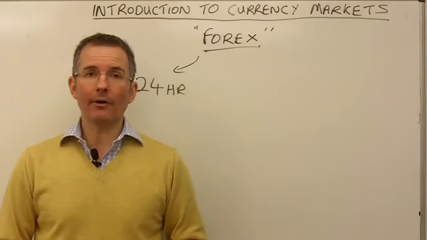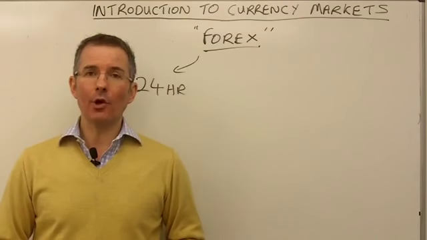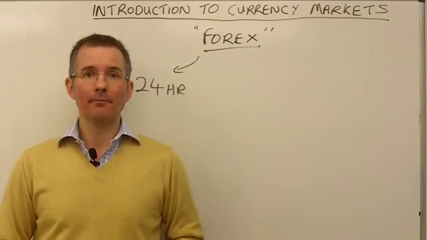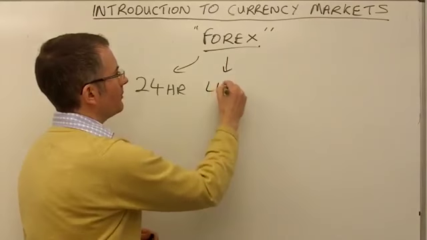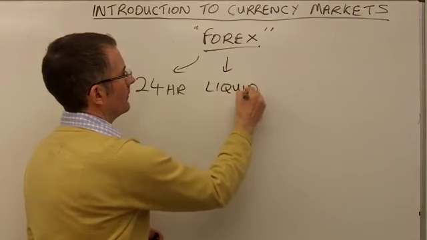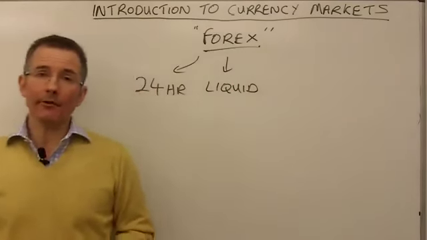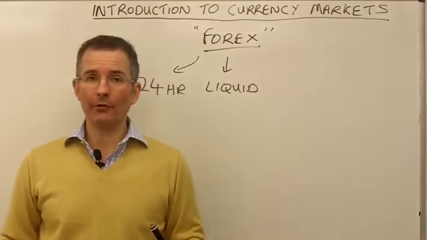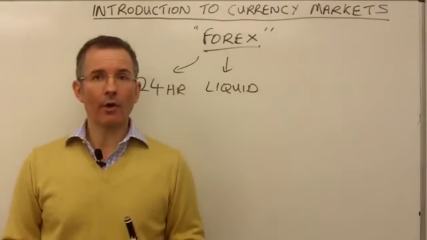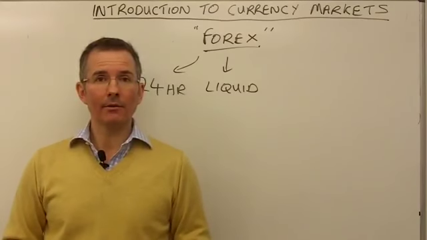So 24-hour, currencies are traded around the world. Big financial centres include New York, Tokyo and London. It's a very liquid market. There's another piece of jargon. Liquidity is good. What that means is that for most of the so-called major currencies, and that's a group that includes the US dollar, sterling, the euro, you can get in and out very quickly.